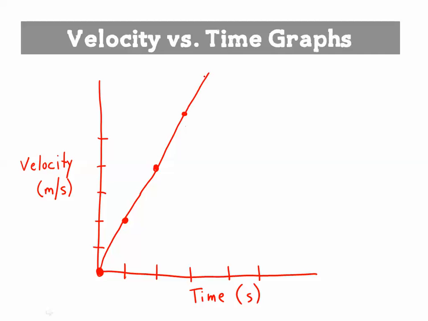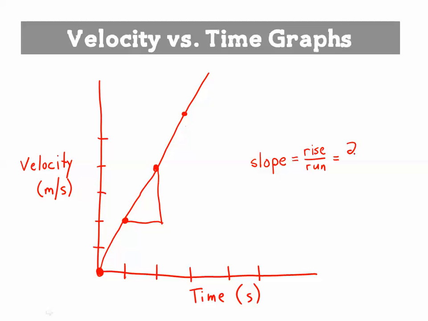And I'll have a line, which means I have a constant acceleration. The reason I know I have a constant acceleration is because my velocity is increasing over time. Now, in order to find that, just like we found velocity on a position versus time graph, we can find acceleration on a velocity versus time graph by looking at the slope. The slope is again our rise over run, which is 2 over 1.